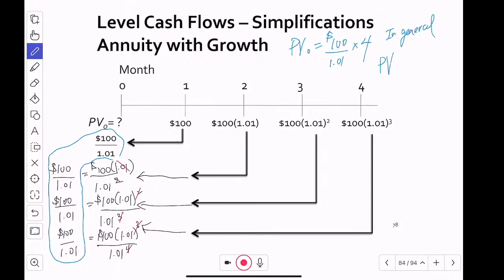In general, this is another formula that you can put on your formula sheet. When I equals G, and the first cash flow is 1 period from today, you could use this formula: C1 over (1 plus I) times T. So we just made it up. Thank you, Miguel. Okay, so you can put that on your formula sheet.